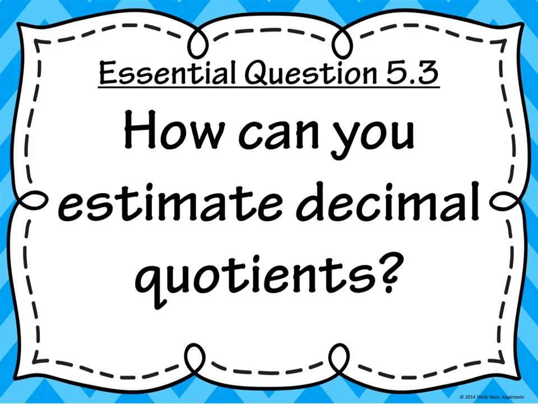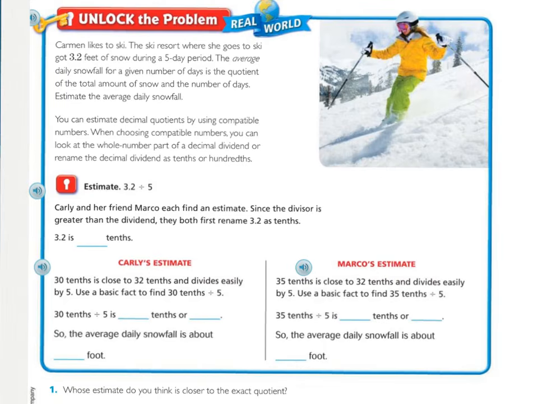Chapter 5, Lesson 3, Essential Question. How can you estimate decimal quotients? Unlock the problem. Carmen likes to ski.